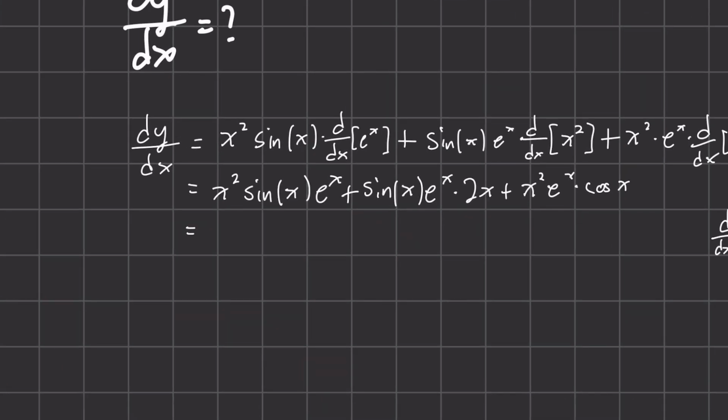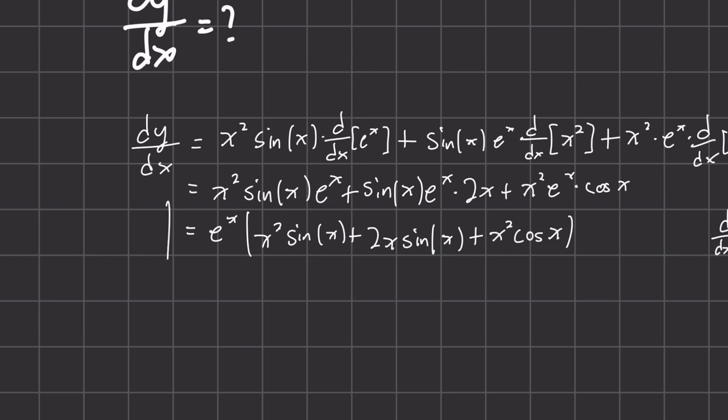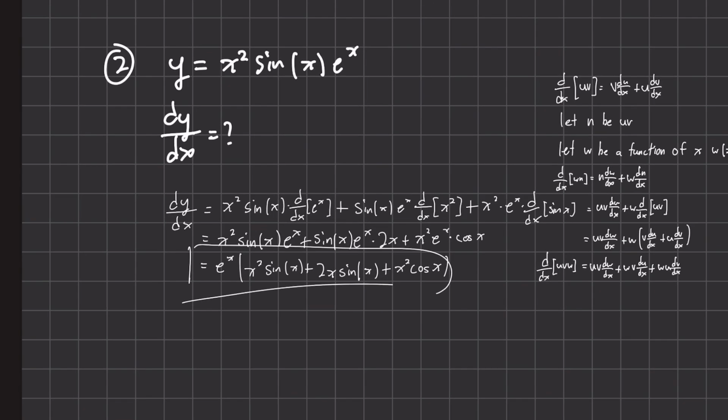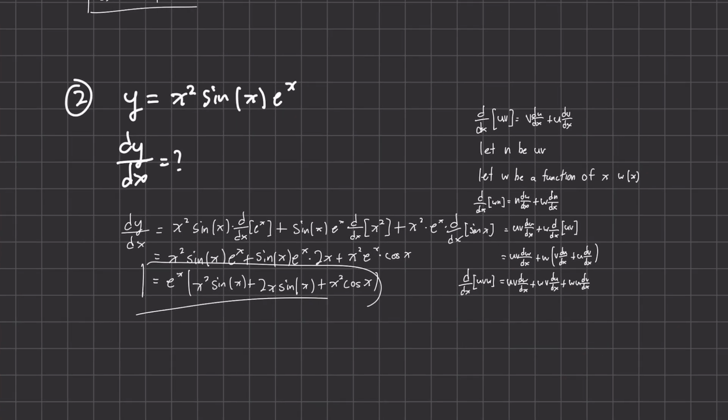At this point, we can just factor out whatever common factor we have, which in this case is just e to the x. And we get e to the x times x squared sine x plus 2x sine x plus x squared cosine x. And that will be your final solution.